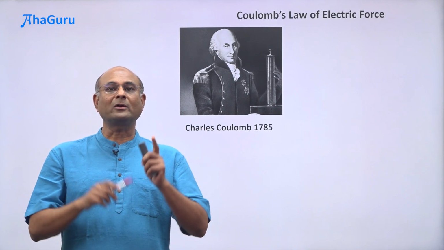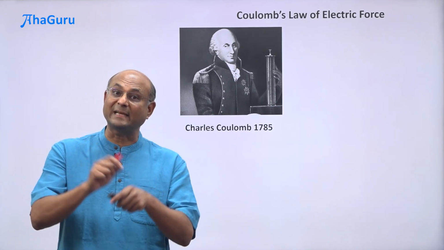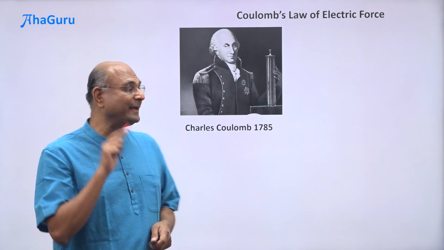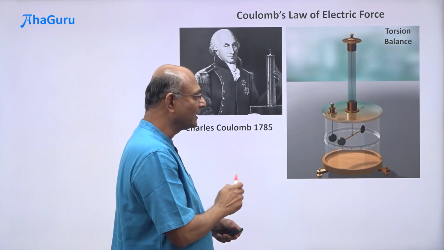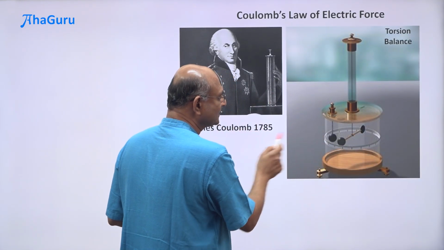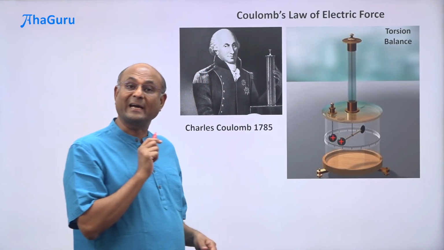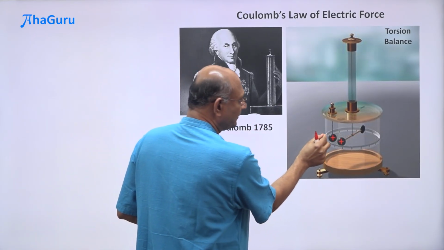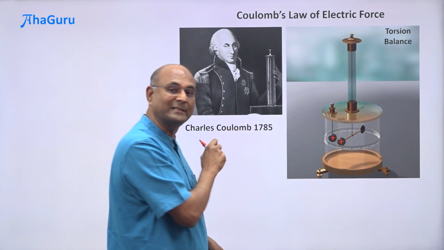Charles Coulomb wanted to measure electrical forces very precisely. So in 1785, he invented this torsion balance. Now you can see that there are these two balls. On these balls, you can place charges, positive charges, let's say. The positive charges are going to push these two balls away.